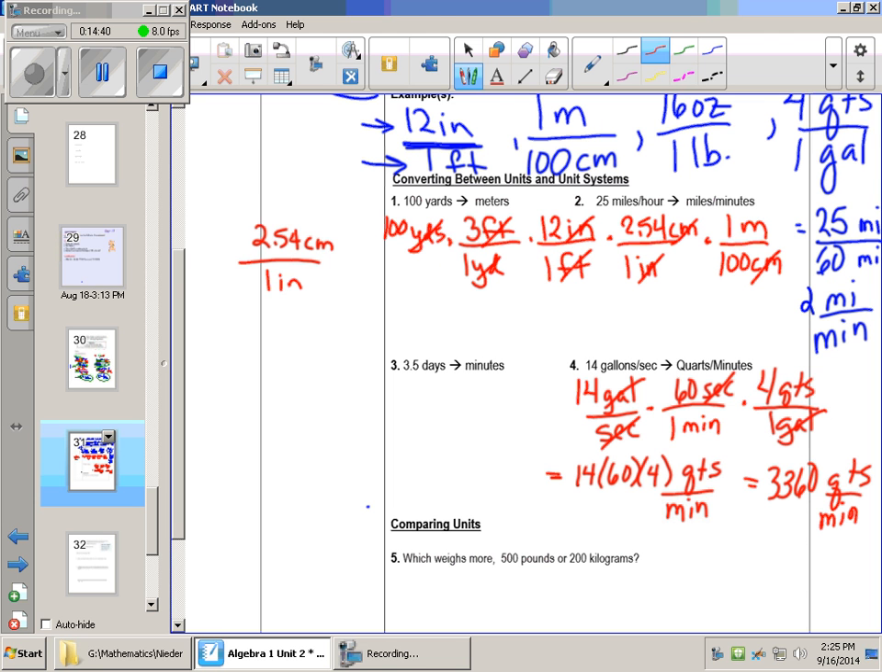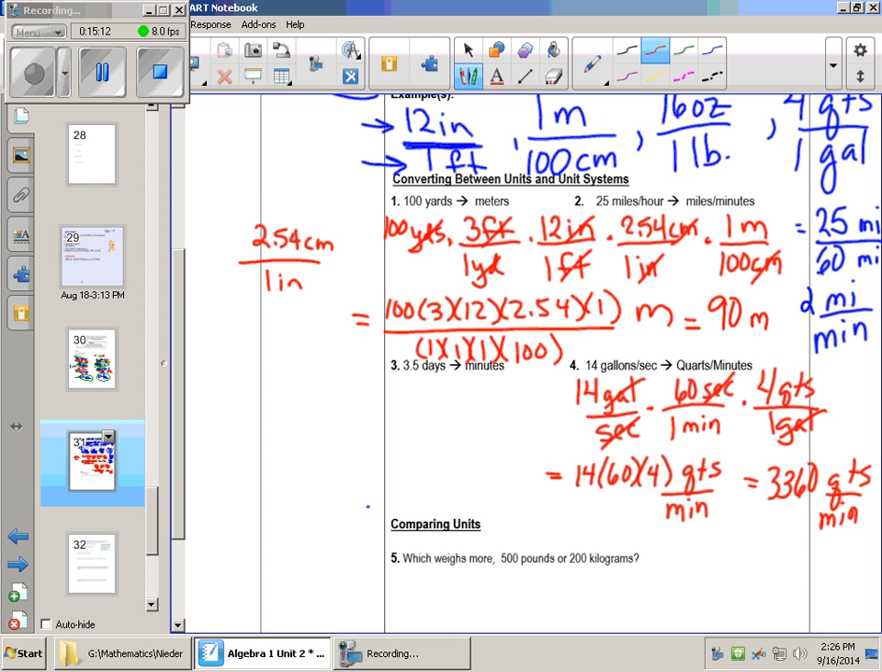So to get to meters, what do I have on top? I have 100 times 3 times 12 times 2.54 times 1 meters. And on the bottom, all I have is 1 times 1 times 1 times 100. There are no units left down there. When you put all that in your calculator on top and then divide by 100, you should get 90 meters.